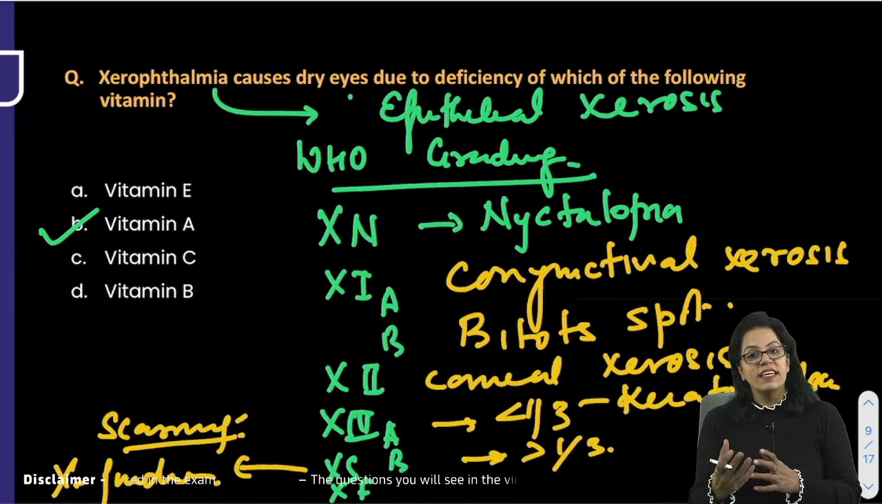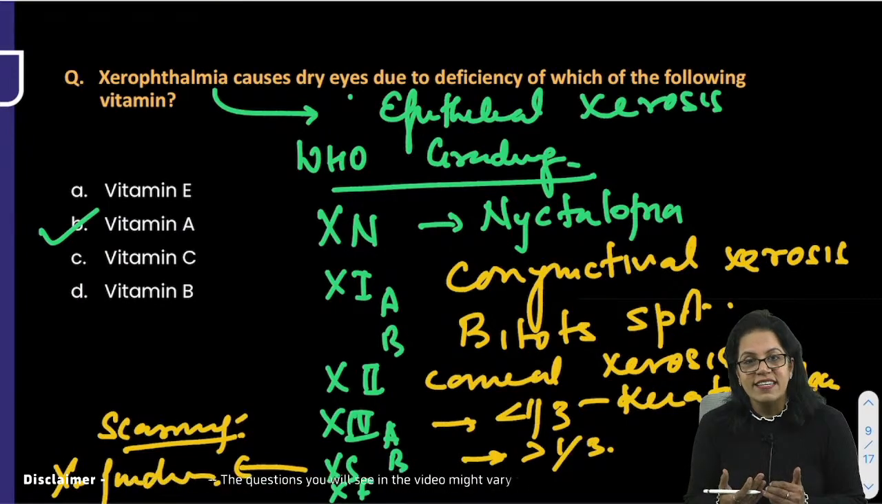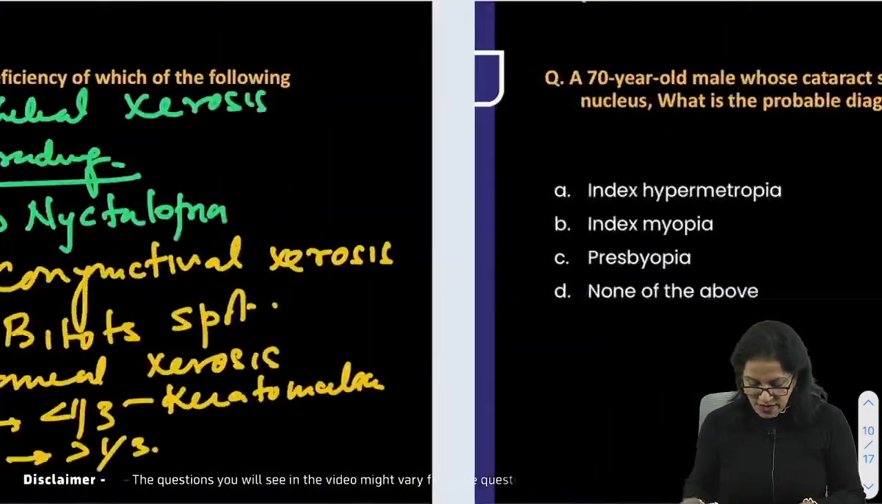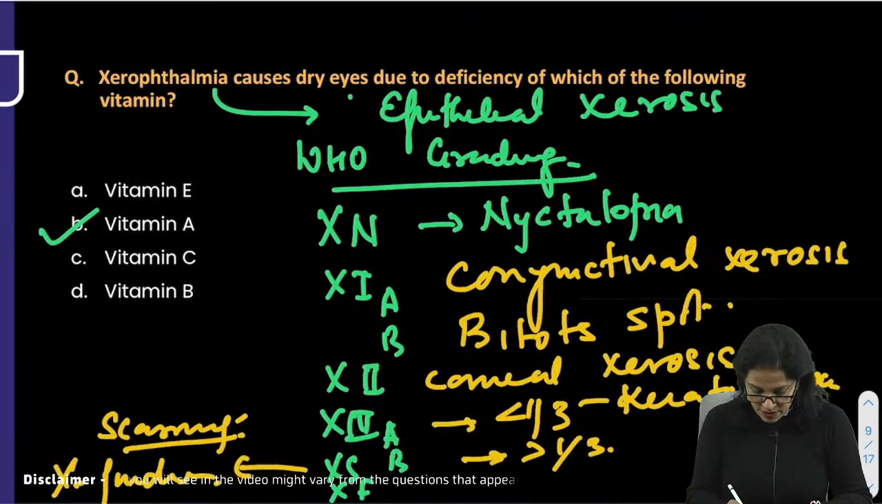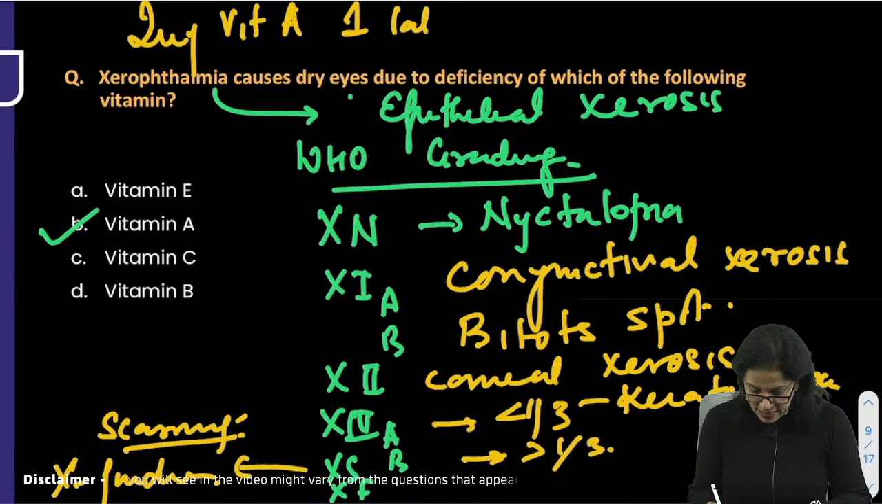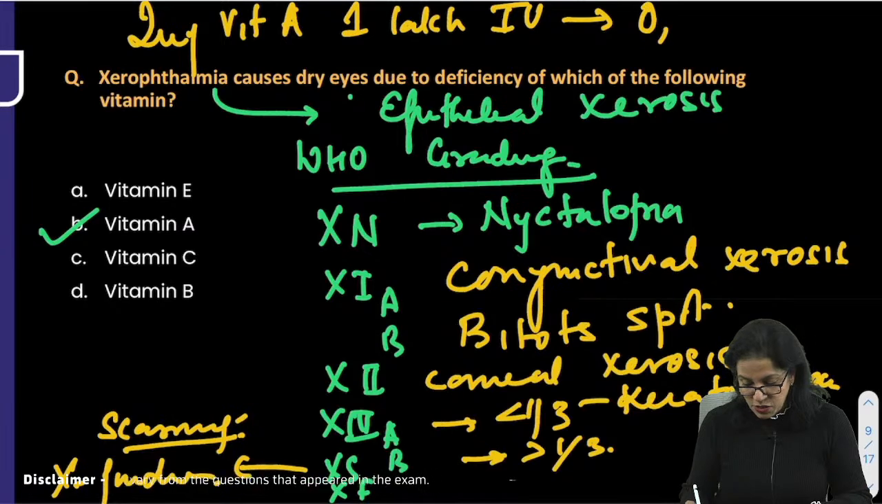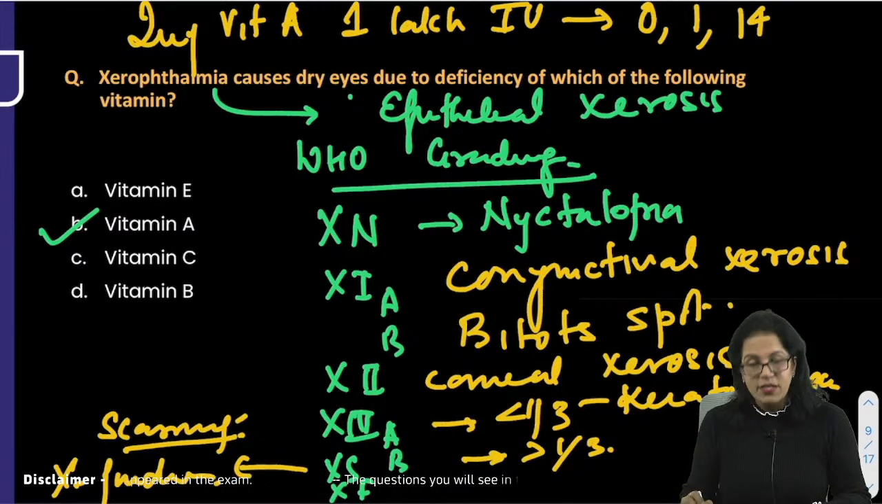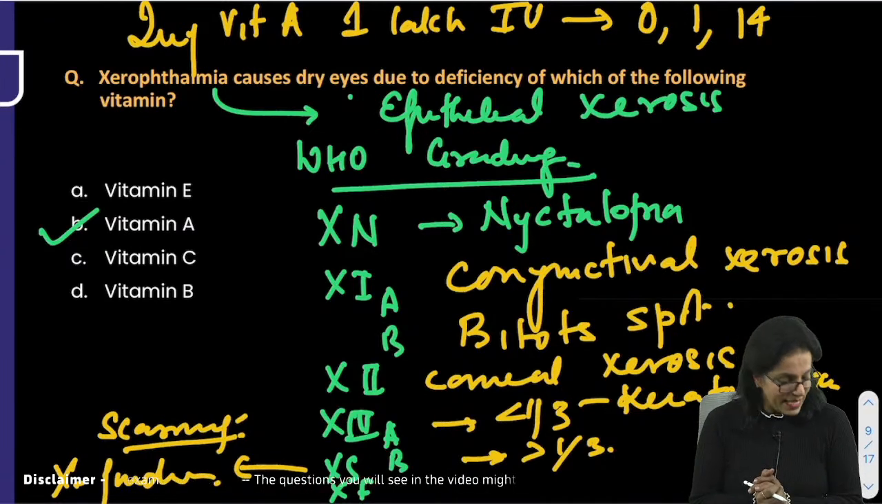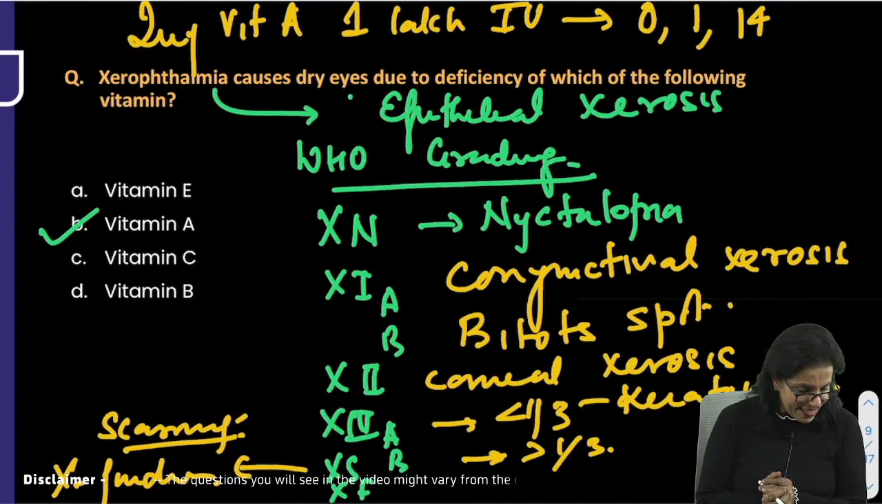Anything more than 1 year of age, you will give 1 lakh international unit on 0, 1 and 14th day. This is very important. Injectable vitamin A, if they have asked this, 1 lakh international unit, and what is very important they want to know from you is 1 injection you give today, 1 tomorrow, and 1 after 2 weeks, 14th, 1, 0, 1 and 14th day. Okay? So if this was asked, this is it.